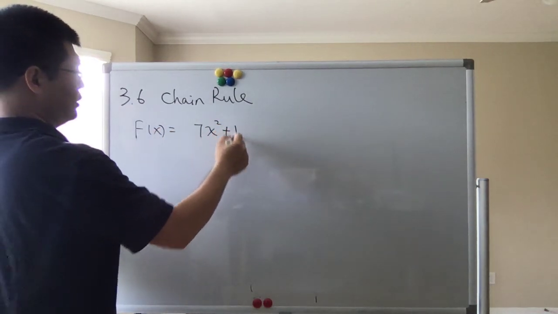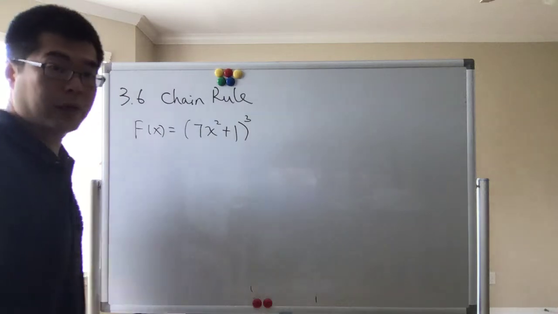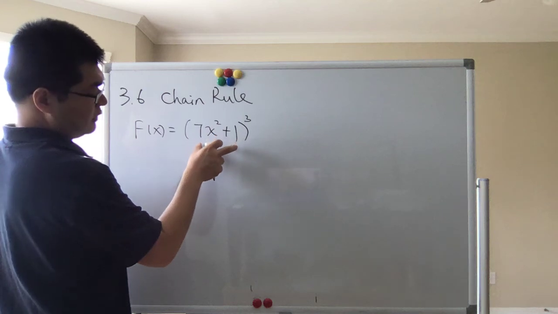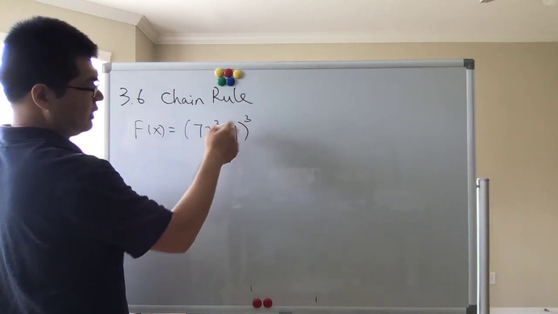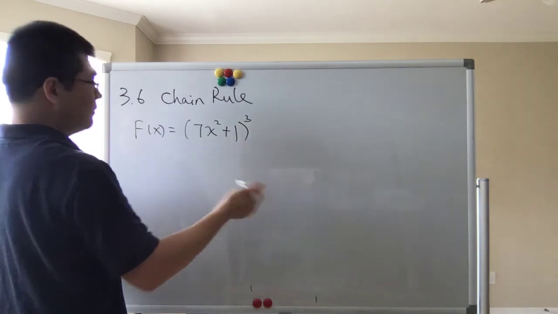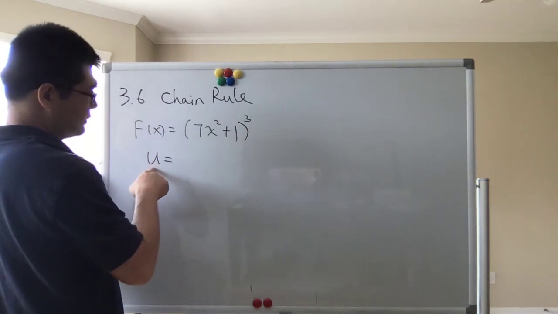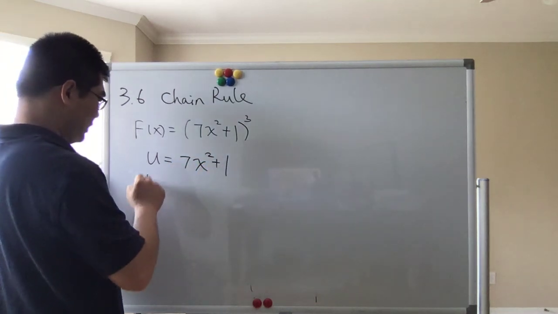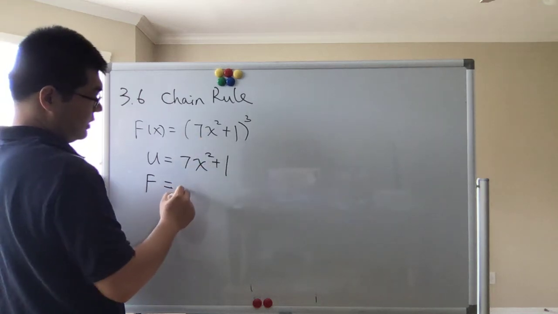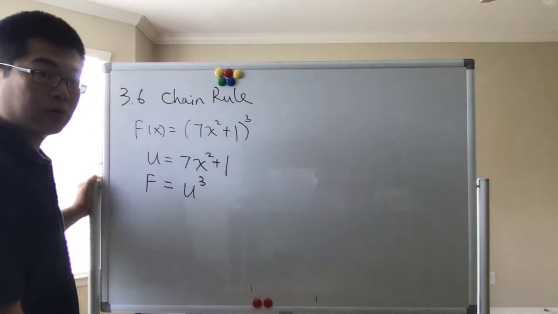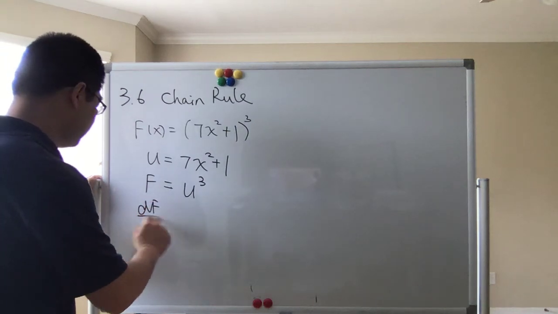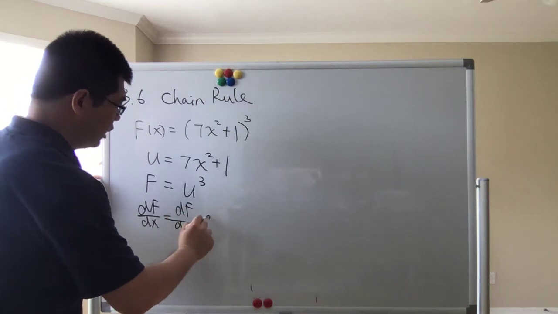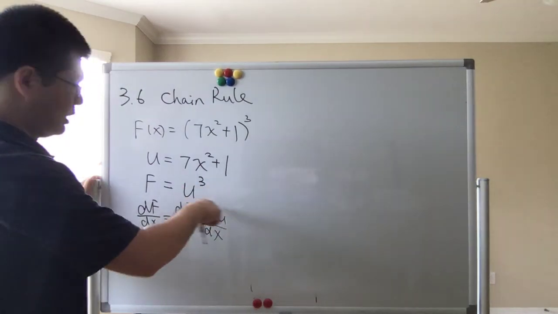7x squared plus 1, the cube. Okay, so let's look at this. As you can see, the outside function is x cubed, right? The inside function is 7x squared plus 1. But again, let's do this: set u equals my inside function, which is 7x squared plus 1. The capital F I set as u cubed. Since df dx equals df du times du dx, I need to handle those two.